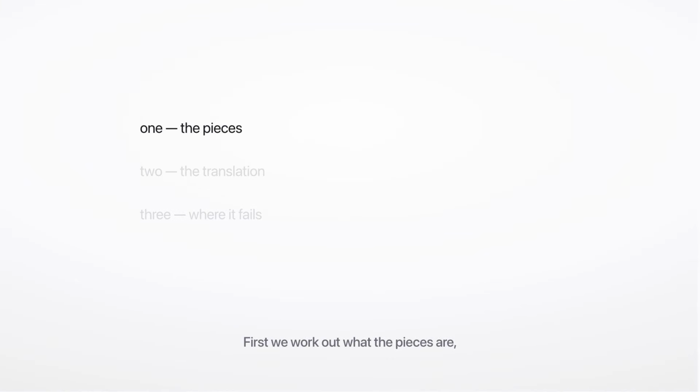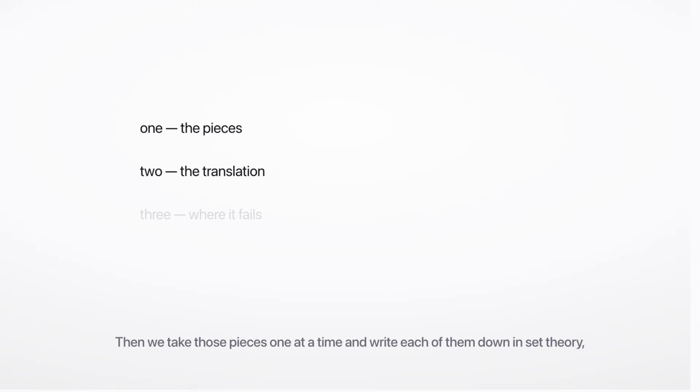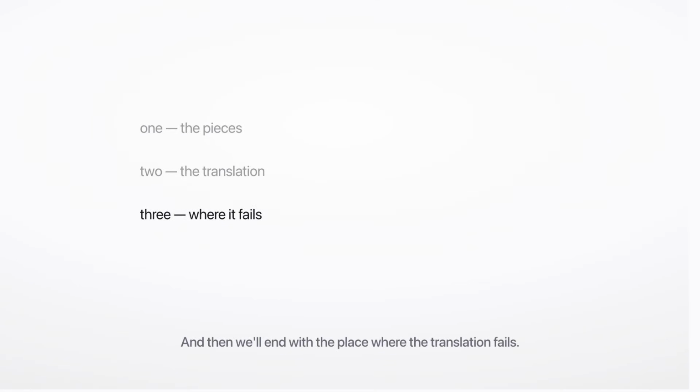First, we work out what the pieces are, by which I mean everything you'd need in order to describe patent law at all. Then we take those pieces one at a time and write each of them down in set theory, and see how much of the law comes out the other side. And then we'll end with the place where the translation fails.